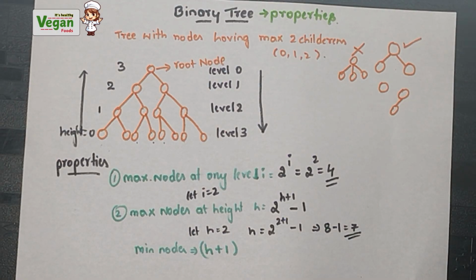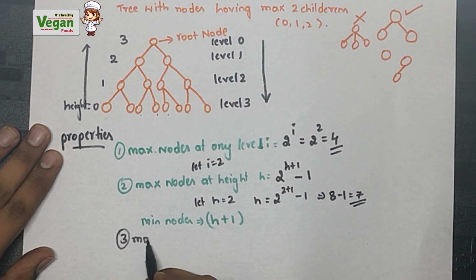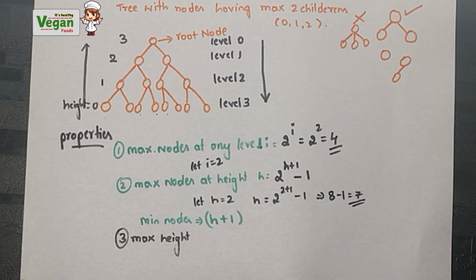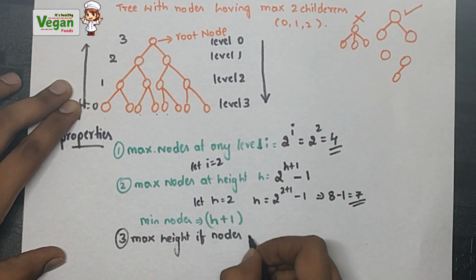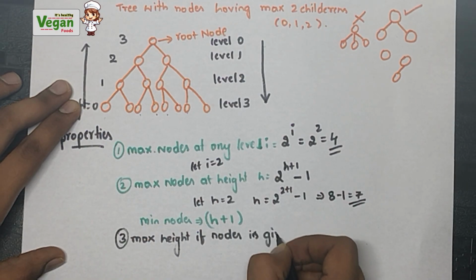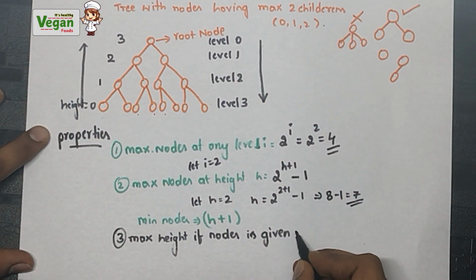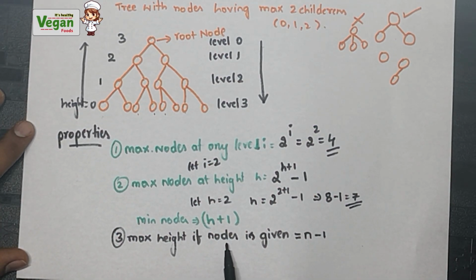Now, let us look at the maximum height if the number of nodes is given. So, the third property is maximum height if nodes are given. They will tell you the number of nodes, and they ask for the height. The value will be equal to n minus 1. What is n? The node number. If they give the node number, n is the node number, and n minus 1 will be the height of the tree.